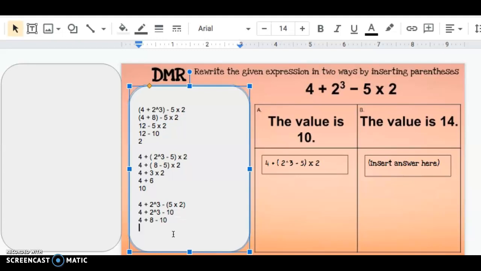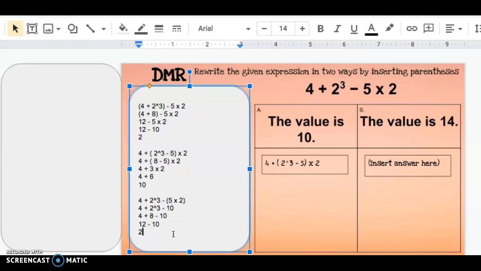Now I look. No multiplication, no division. I'll check that off. Addition and subtraction: 4 plus 8 is 12, minus 10, since I didn't use that 10, and 12 minus 10 is 2. Again, I'm not looking for 2. I'm looking for 14. So I put parentheses around 2 numbers, and I might try 3 numbers now.